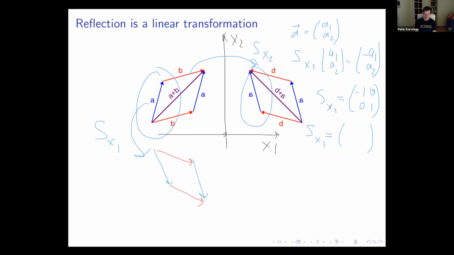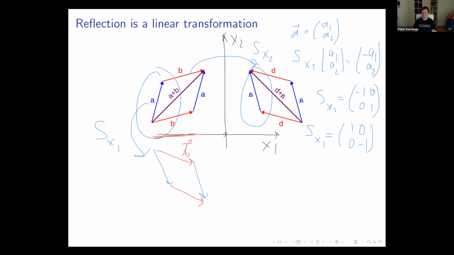So here, look at this vector B. Look at the red vector B. Its x1 component is preserved. What's changed is its x2 component. So nothing should happen with the x1 component. Right, so that's the image of the vector, and the matrix therefore would look like this: 1, 0, 0, -1.